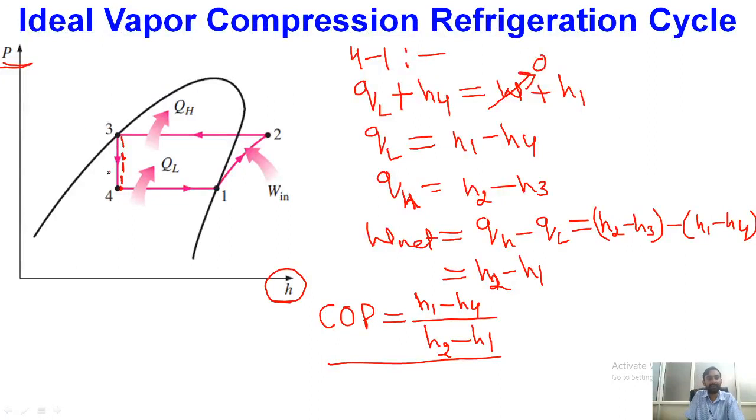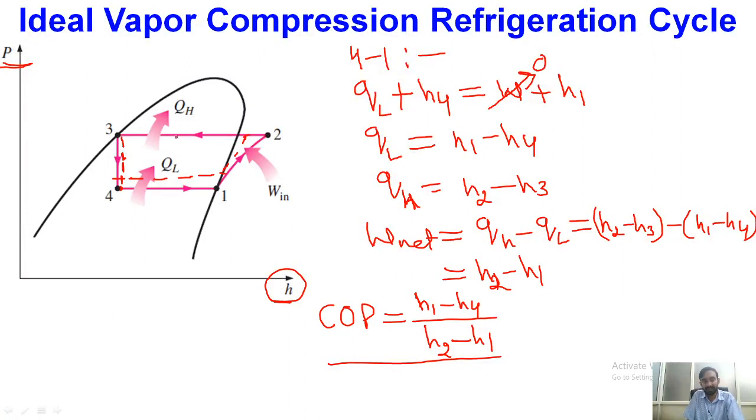So let me consider one of the parameters. For example, if you increase either the pressure or temperature of the evaporator, our new cycle will be going somewhere over here. Because of this, the area within this P-h diagram will be decreasing. So our work input to the device will be decreasing. It means that by increasing the temperature and pressure of the evaporator, our COP will be increasing.